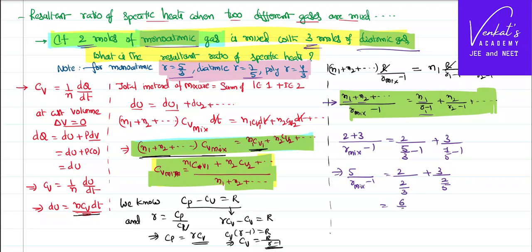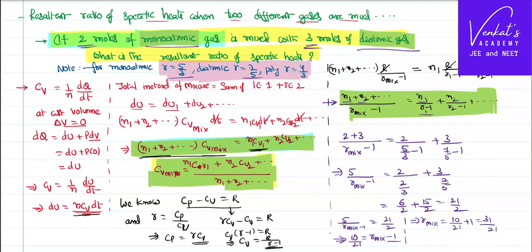Right, so this value is 6 by 2 plus 15 by 2, that is 21 by 2. So 5 by (gamma of the mix minus 1) is 21 by 2. When you cross multiply, 10 by 21 equals gamma of the mix minus 1. That implies gamma of the mix is 10 by 21 plus 1. Minus 1 on this side becomes a plus 1. That is 10 plus 21, 31 by 21.